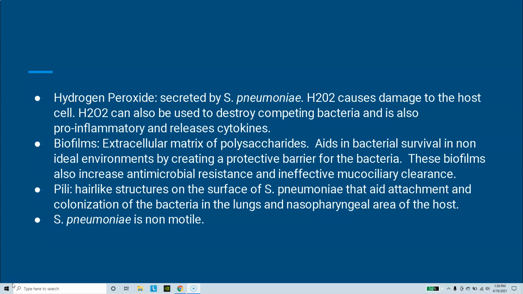Streptococcus pneumoniae also have pili, which are hair-like structures on the surface of the cell that aid in attachment and colonization of the bacteria in the lungs and nasopharyngeal area of the host. Streptococcus pneumoniae is non-motile.